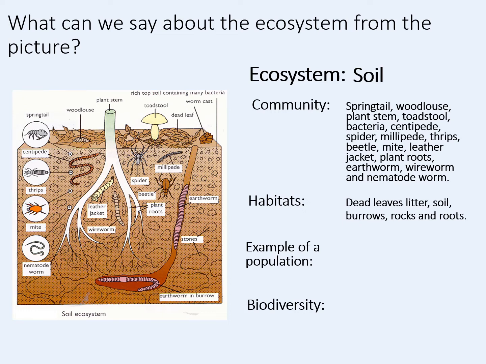The population would be all of the numbers of one species, so for example, the number of millipedes. And biodiversity would be the variety of different species in the soil ecosystem. So there is more than 18 different species in this soil ecosystem. Well done if you got that correct.